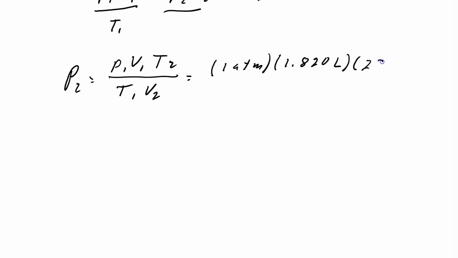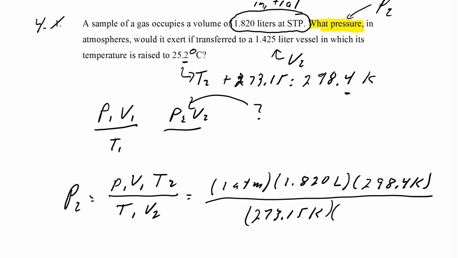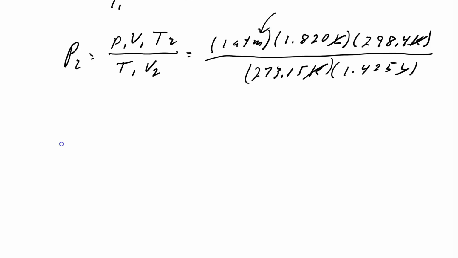And then downstairs, T1, initial temperature was standard temperature, which of course is 273.15 kelvins. And then our V2 was 1.425 liters. Kelvins cancel, liters cancel. We're left with our unit of atmospheres, pressure, which is what we're looking for.